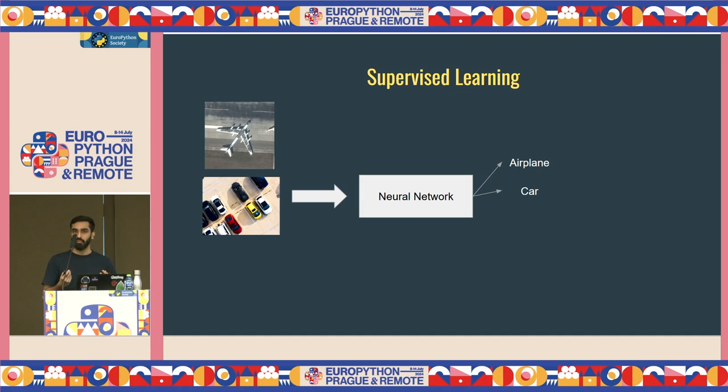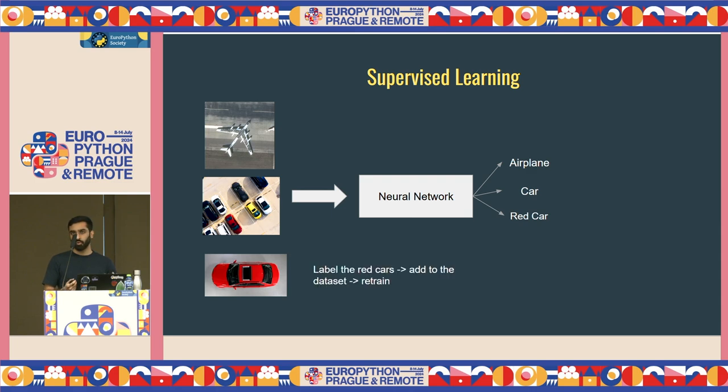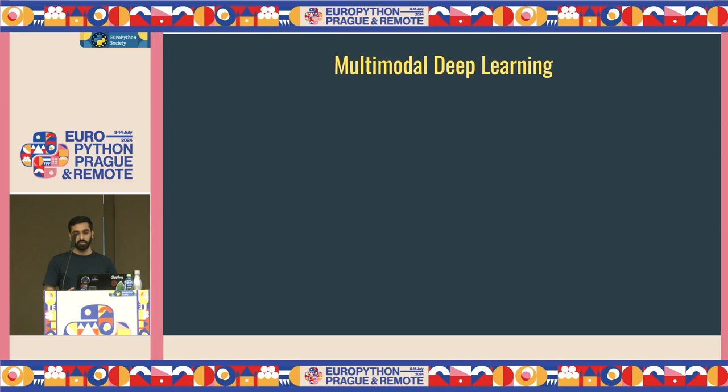Now, what if we have a requirement that we want to classify or detect red cars or a car with a sunroof? So we'll have to go through the whole training process again. We'll have to label the red cars, add them to the data set, and retrain. Or we can add language into it. So this is where multimodal deep learning can be helpful.